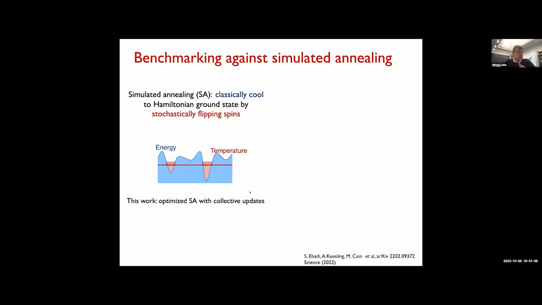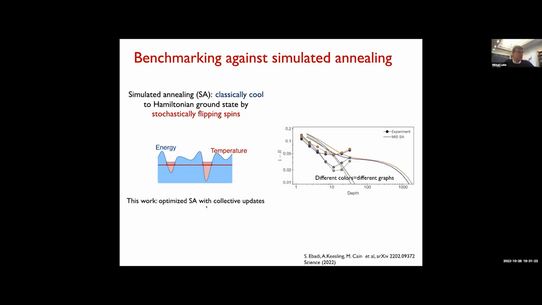And it turns out we can now take instances and compare them directly in a quantum machine and simulated annealing. So actually, in our work, we've optimized simulated annealing using collective updates to find the optimal performance. And here is one sampling of the results. Here we're looking at 1 minus the approximation ratio. And there are two regimes that we can see. By the way, the lines are simulated annealing and the dots are experiment.